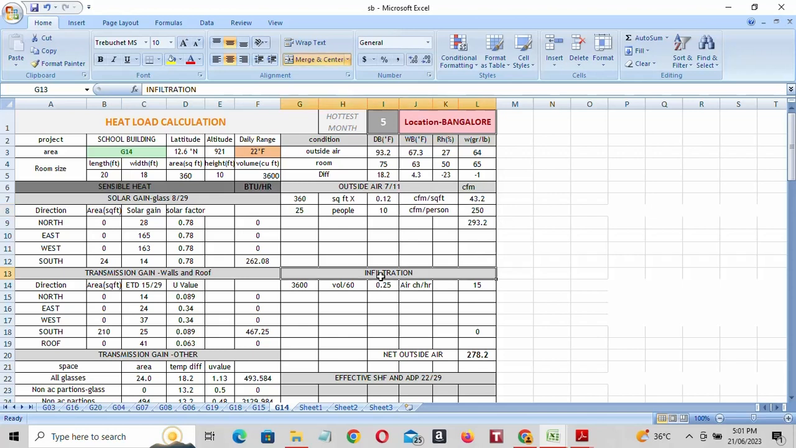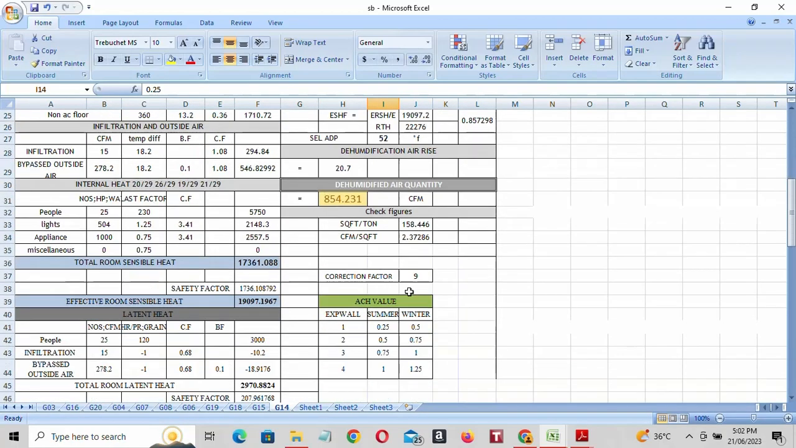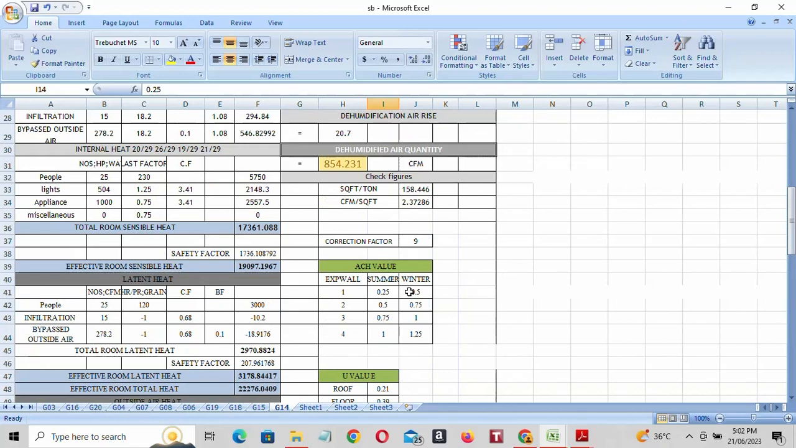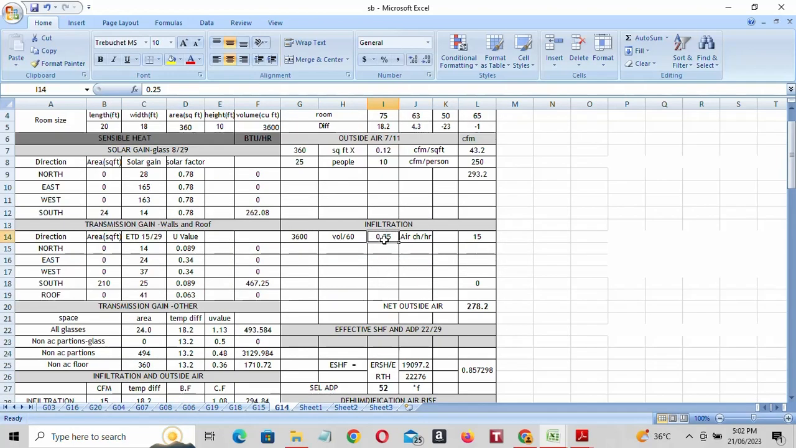Next is infiltration. You will get automatically from here the value 20 into 18, that is 360 into 10, 3600 cubic feet. And here we have only one wall exposed to sun. This is air change per hour. So if only one wall is exposed to sun, the air change per hour is 0.25 for summer. If two walls are exposed to sun, we have to take 0.5. In our case only one wall is exposed, so we take 0.25. Okay, so air change per hour is 0.25.